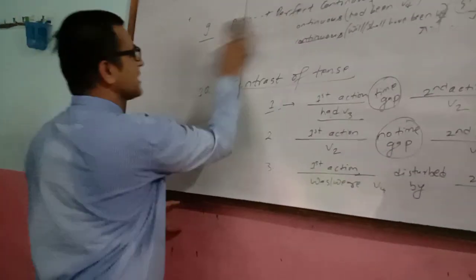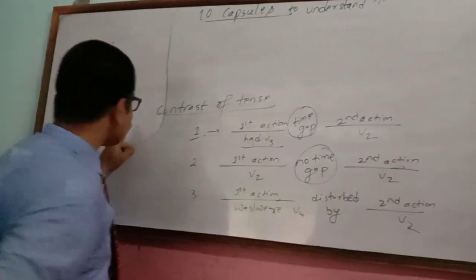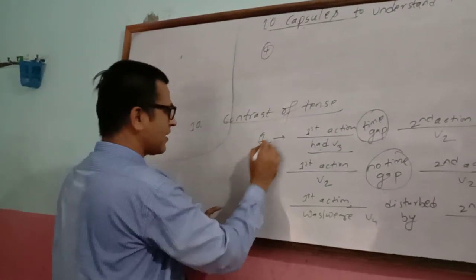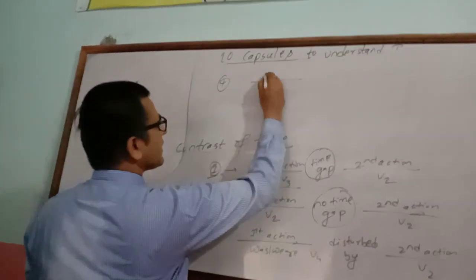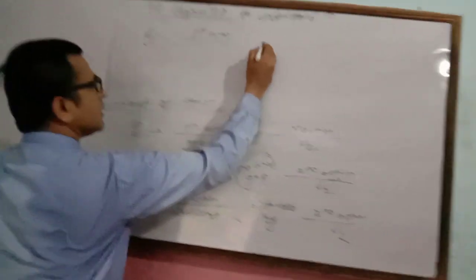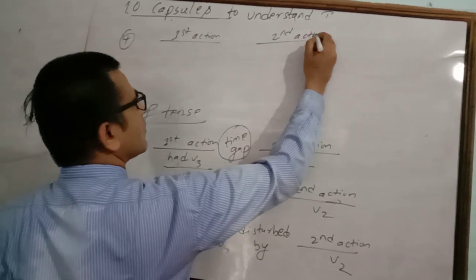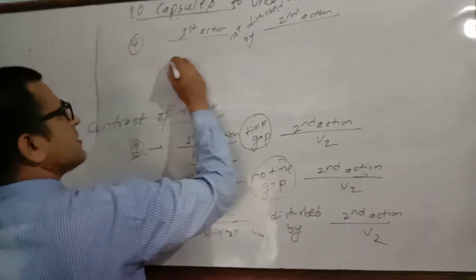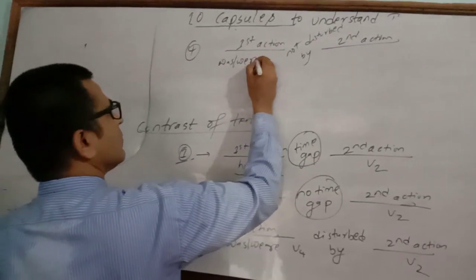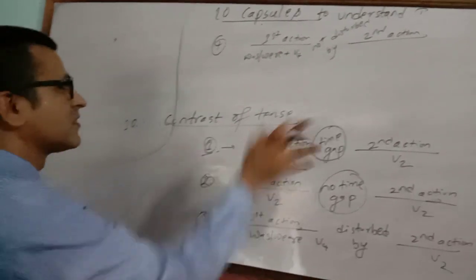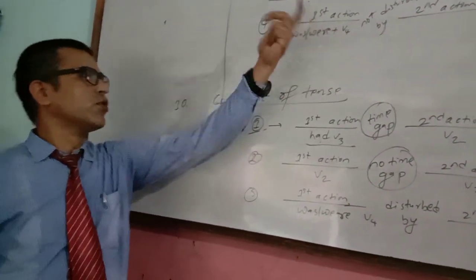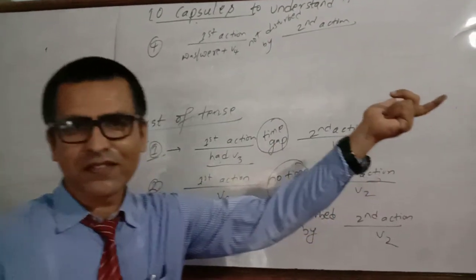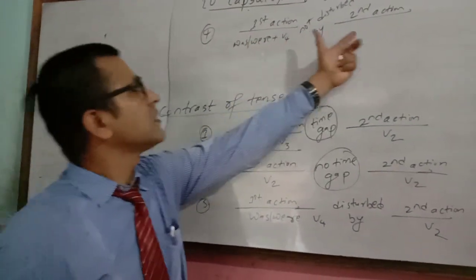And capsule number last, we are still in the capsule contrast of tense, last number capsule, and there are 4 capsules, 1, 2, 3 and 4. First action, look at the condition. Second action, but not disturbed. If the first action is already in past continuous form, was way before. For example, Ram was reading a book while Sita was writing. Or while Ram was reading book, Sita was writing.